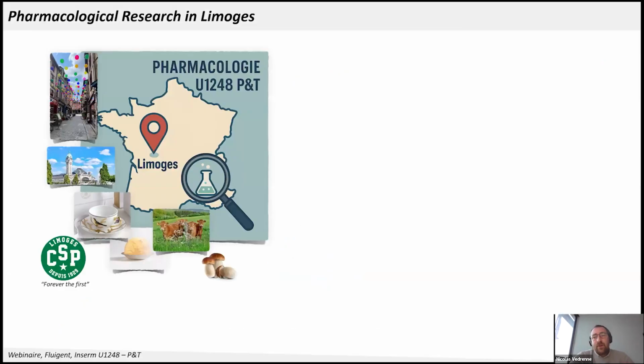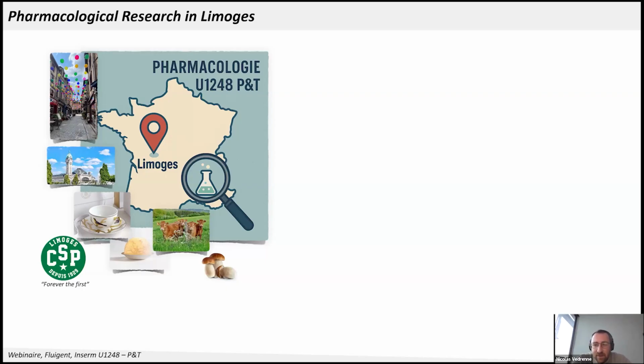For those of you who may not be familiar with Limoges, we are located right in the center of France. We say close to both the mountain and the ocean, at least if you have a car. But Limoges is a very pleasant city to live in, known for its iconic limousine cow, but also for its beautiful train station, and of course, its world famous porcelain.